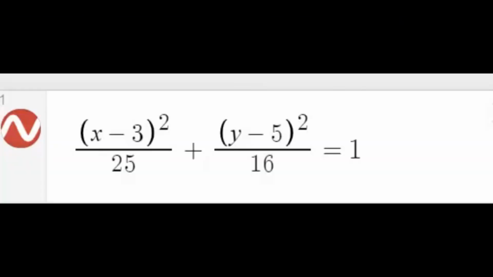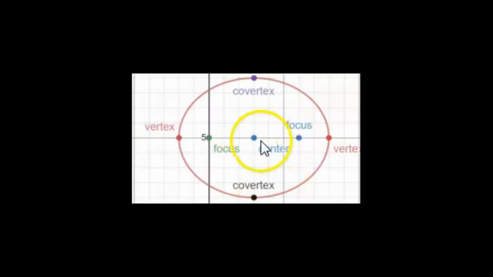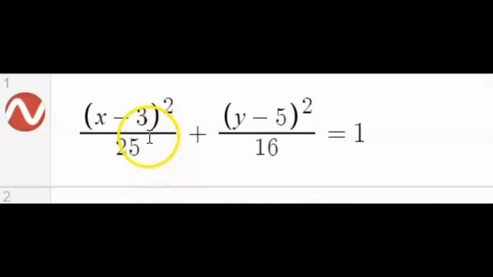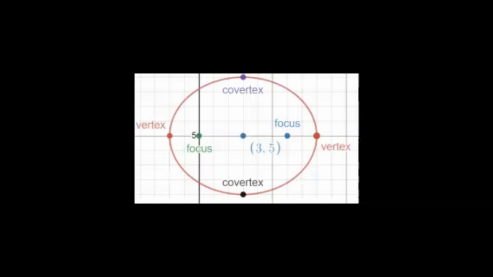What are some of the attributes that we can tell from just looking at the equation? Let's see. First, let's deal with the center. So it looks like the center is going to have coordinates of 3, 5. So the x coordinate of the center is going to come from the 3 in the x part of our equation, and the y coordinate of the center is going to come from the 5 in the y part of our equation.